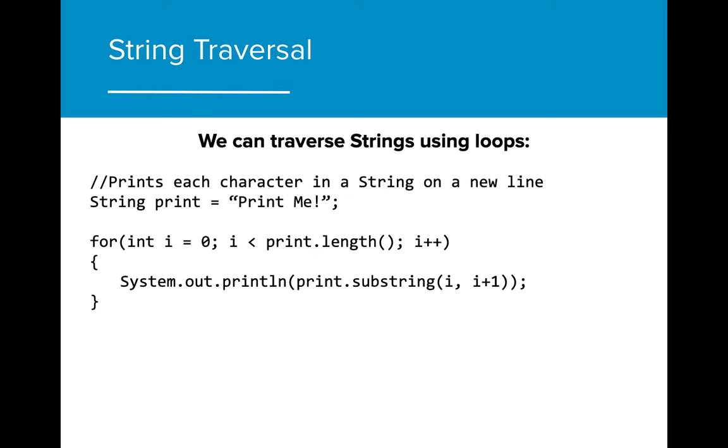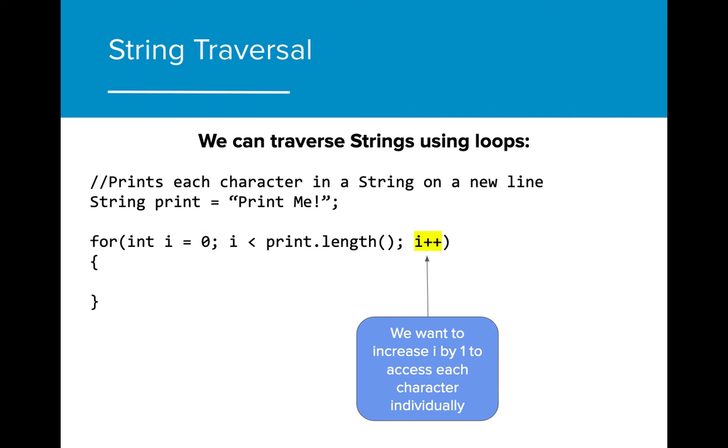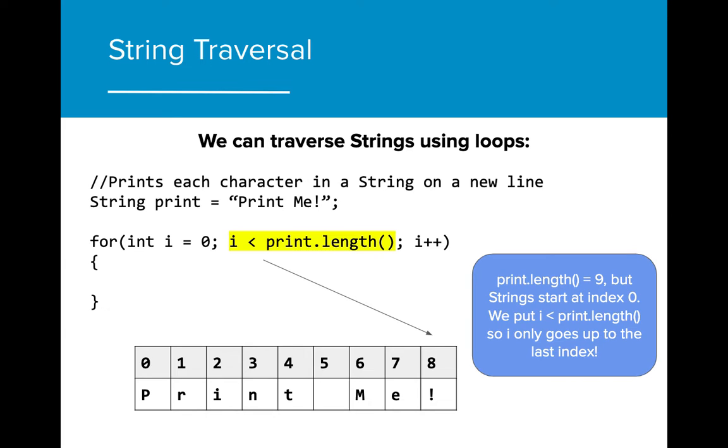Let's break this down. We initialize the for loop with the variable i set to 0. We set the increment to be i++. If we want to access each individual character in the string, we want the value of i to increase by 1 each time it goes through the for loop, so we can access each character at the next index. We next set the Boolean condition to i is less than print.length. If i is increasing by 1 each time through the loop, we want it to stop when we get all the way through the string.